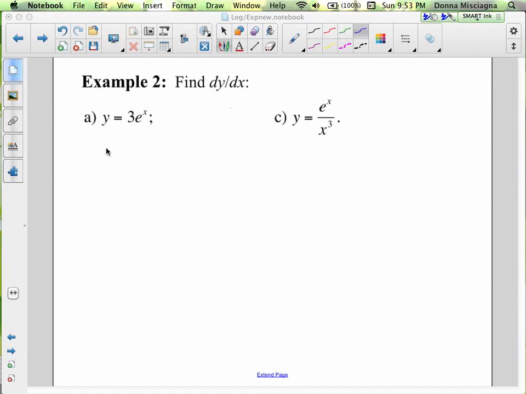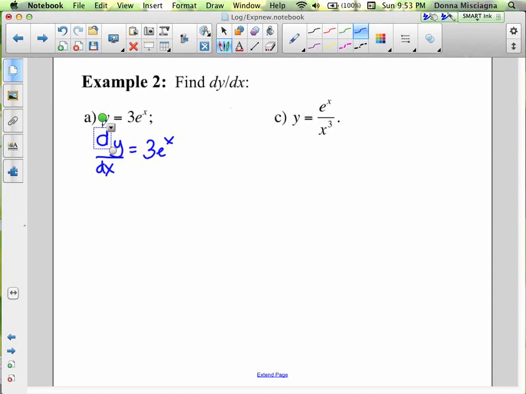Come on, it'll probably take longer for my pen to start writing than it would to solve this one. Here we go. dy/dx is equal to 3e to the x, and there we go. That one was pretty easy. Let's see if I can get rid of that stupid box. There we go. Now let's do the next one.